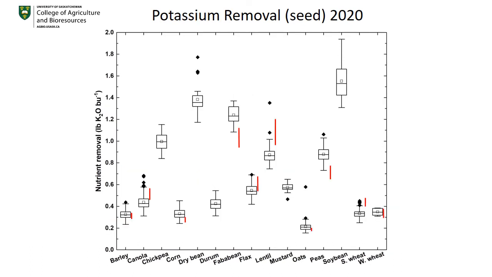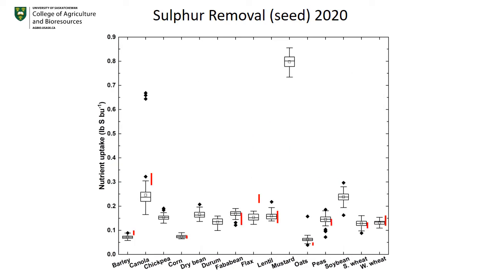Looking at potassium, similarly, we see where potassium removal is, with some crops, lentil and spring wheat, overestimated, and in others, underestimated. Sulfur removal is really dominated by that really high removal by mustard, but we still see instances where the CFI estimates are overestimating what's actually being removed with our 2020 crops, and in some crops, an underestimation of removal.